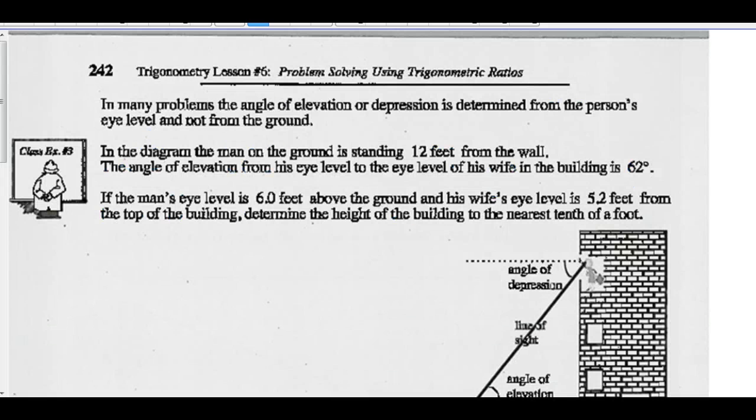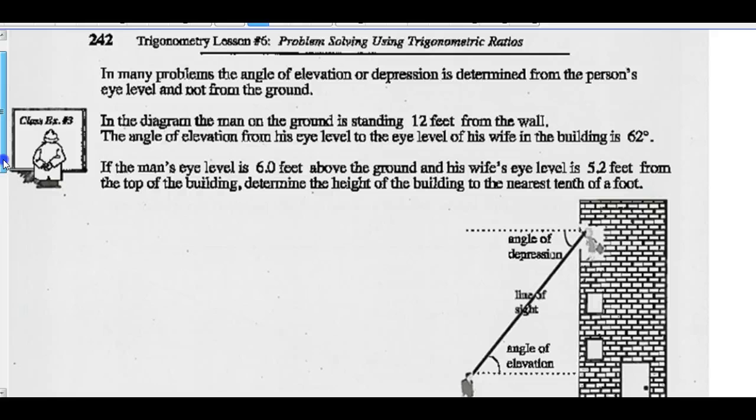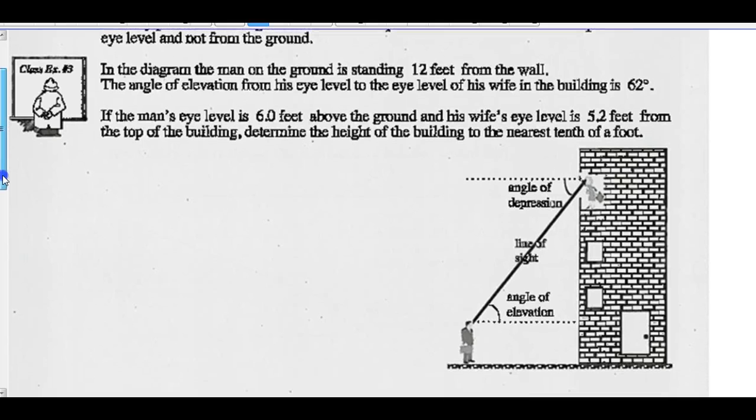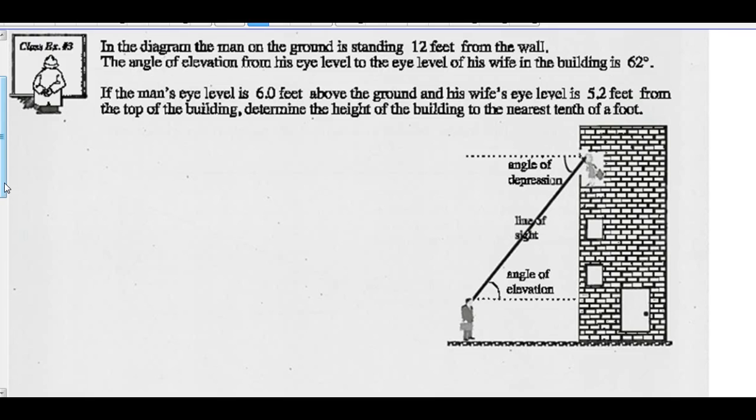Let's look at example 3. In many problems, the angle of elevation or depression is determined from the person's eye level and not from the ground. So let's read this question. In the diagram, the man on the ground is standing 12 feet from the wall. Let's label that. From here to there is 12 feet. The angle of elevation from his eye level to the eye level of his wife in the building is 62 degrees.